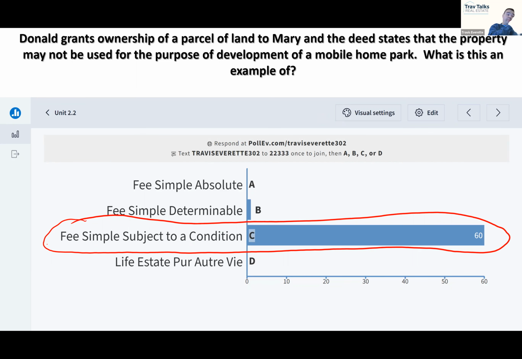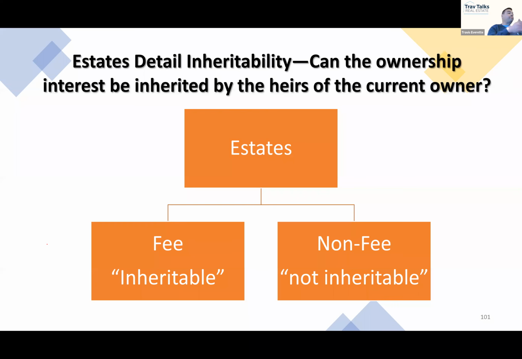Of course, we know fee simple absolute is when the grantor doesn't place any restrictions additionally on the ownership. And a life estate is when the grantor places a time-based restriction rather than a use-based restriction. We already mentioned this earlier, but you do have a slide that mentions it. Pretty much all ownership is inheritable, can be left as an inheritance, except one. And we remember that word fee versus non-fee. Fee means inheritable, non-fee means not inheritable.